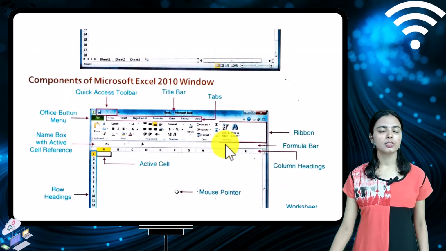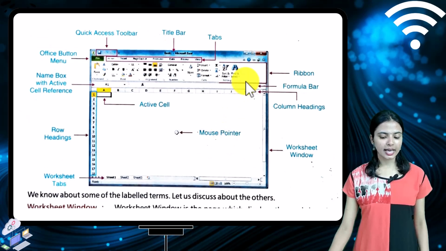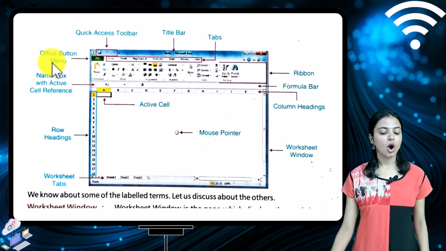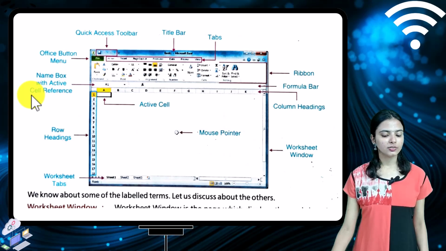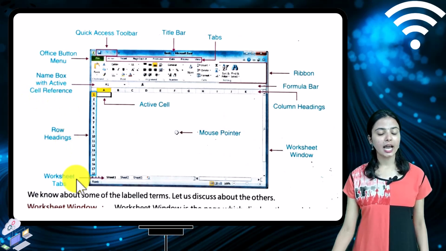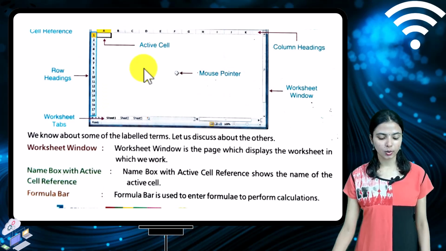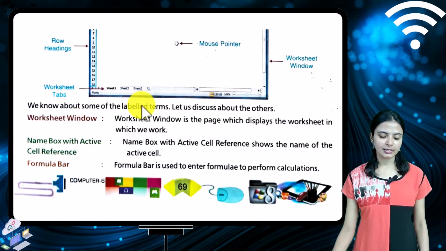Okay students, now we will read about the components of the Microsoft Excel 2010 window. So there are these components: quick access toolbar, title bar, tabs, ribbon, formula bar, column headings, worksheet window, mouse pointer, active cell, office button menu, name box with active cell reference, row headings and worksheet tabs. So these are the components of the Microsoft Excel window. Now we know some of them as labeled terms, right? And let us just discuss the others.